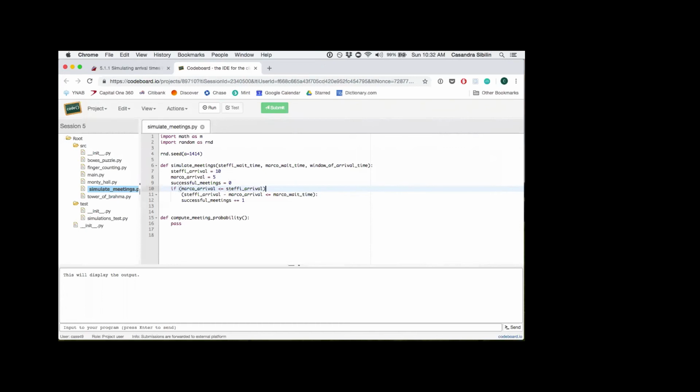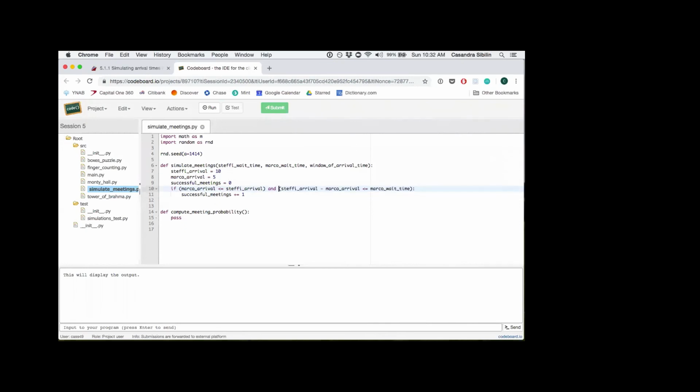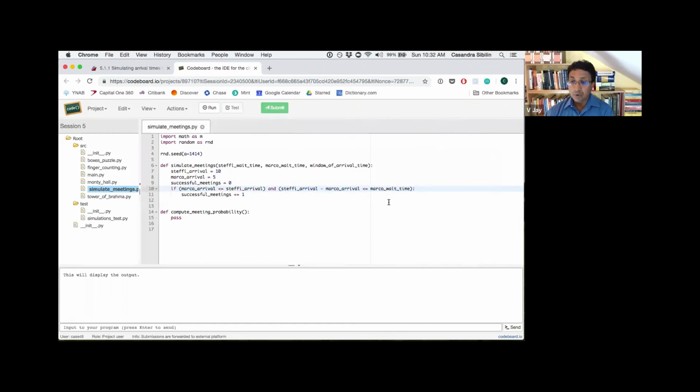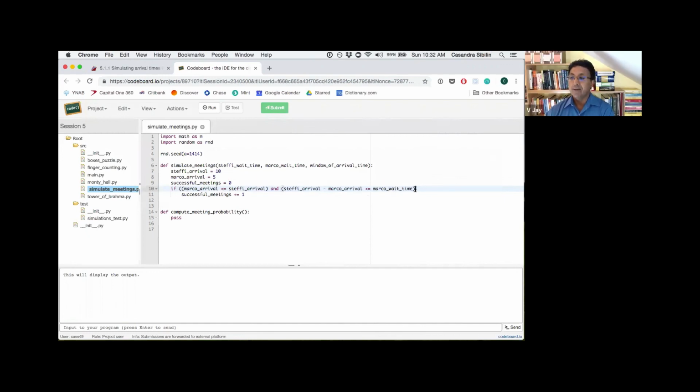Yes. Now we do an AND. So do an AND and move the other one to the previous line. Why are you not using an else statement here? It's not an else. We need both these things to be true. Only then will they have a successful meeting. If both conditions are met, they will have a sure meeting.